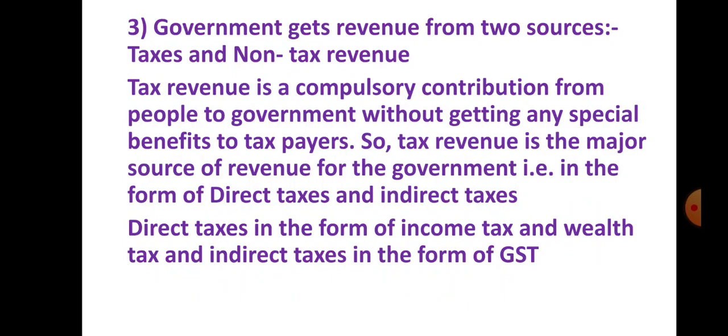Government gets revenue from two sources: tax and non-tax revenue. Tax revenue is a compulsory contribution from the people to the government without getting any special benefits to taxpayers. So tax revenue is the major source of revenue for the government, in the form of direct taxes and indirect taxes. Direct taxes are in the form of income tax and wealth tax, and indirect taxes in the form of GST.